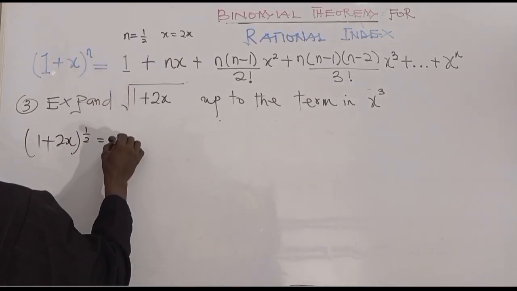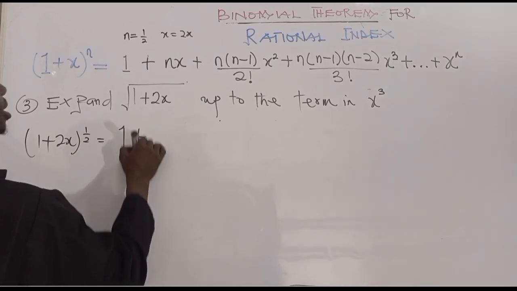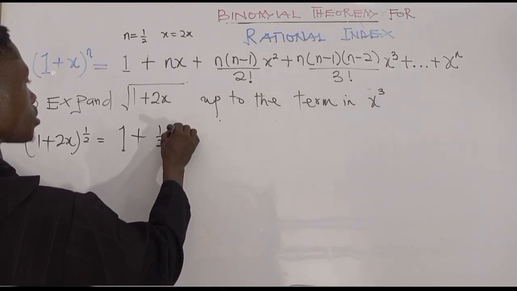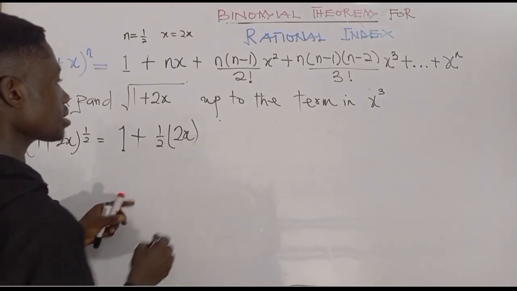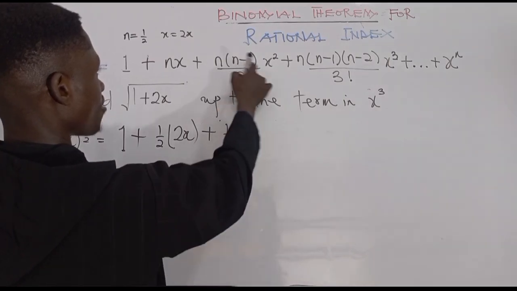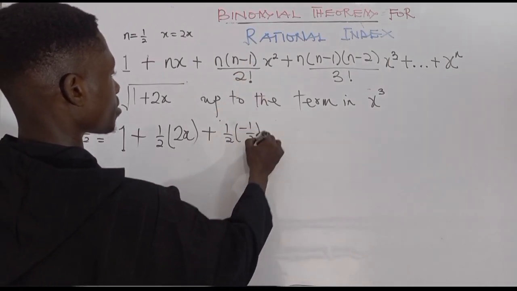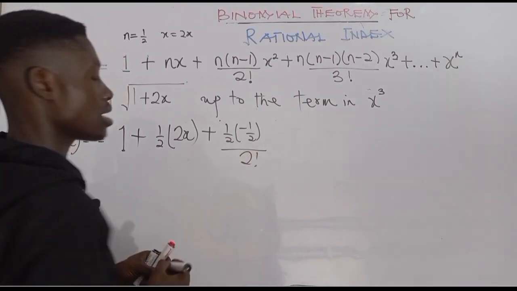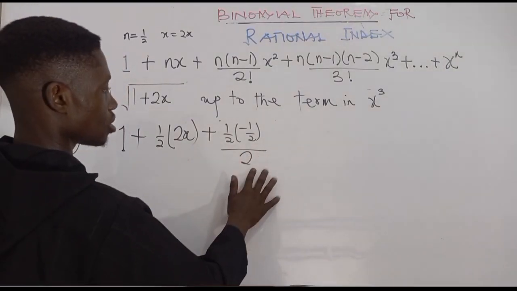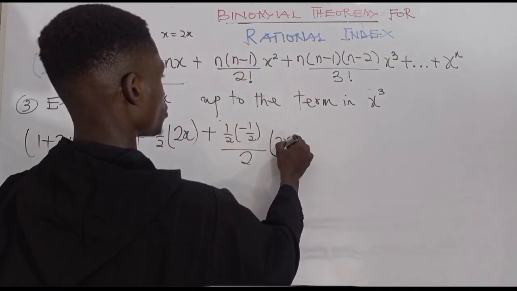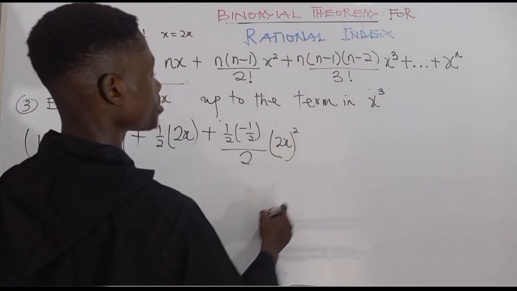So we have our first term, which is 1. Our n is what? Half. So we have half multiplying what? 2x. We have plus our n is half. Half minus 1 gives us minus half, all over what? 2 factorial. Remember, 2 factorial is the same as 2. And then we have x. Our x is what? 2x raised to the power 2.